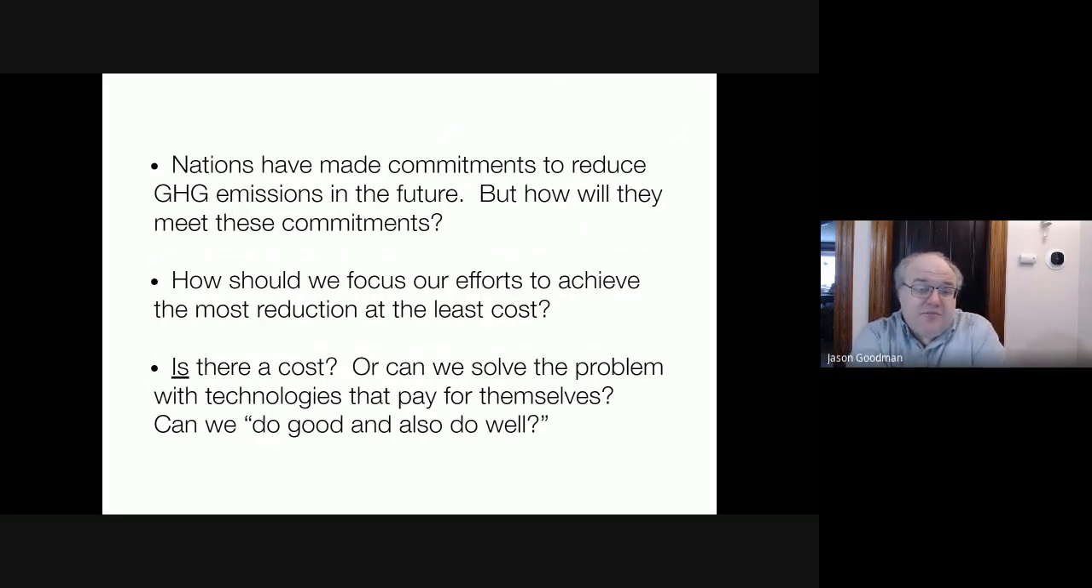So as you may know, nations have made a variety of commitments to reduce greenhouse gases in the future. Some of them have gone back on those commitments, but many of them are sticking to them. And the question is, how technically will those commitments be met? It's easy to agree to something, but how do you actually achieve it? And we want to do so with the least harmful and most beneficial impact on our society and our economy.